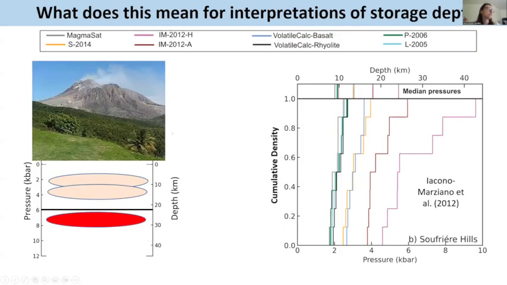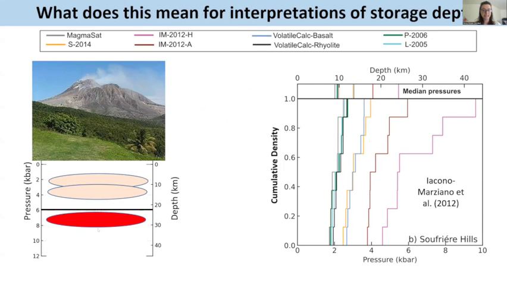For example, for Sulphur Hills, we're plotting a cumulative density function where each line is a model and each step up is a melt inclusion. Here you can really see that Iacono-Marziano is way off from all of the other models, and it would actually put you as being stored below the Moho. So this is a great way to compare saturation pressures for melt inclusions.